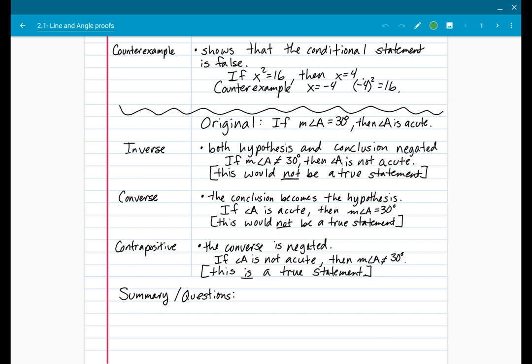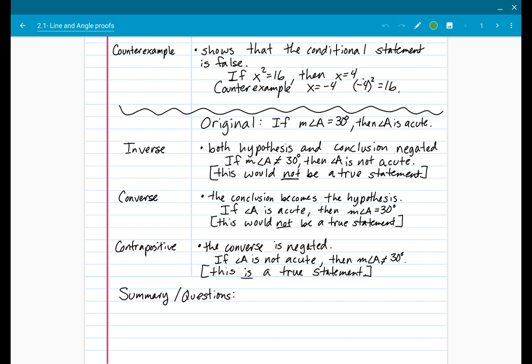Well, let's think about this. If angle A is not 30 degrees, there are a whole lot of different things that it could be. And some of those would also be acute angles. So for instance, 29 degrees is not 30, but it is also an acute angle. So even though some of these would not be acute angles, it's still partially false, which means it's considered entirely false.